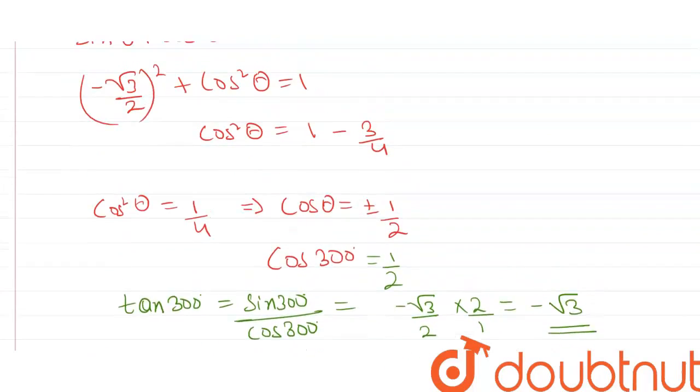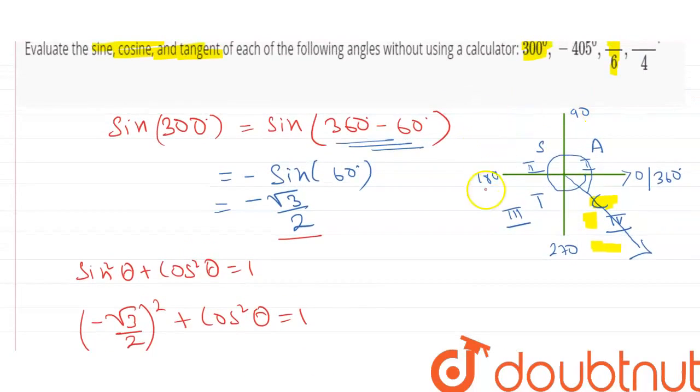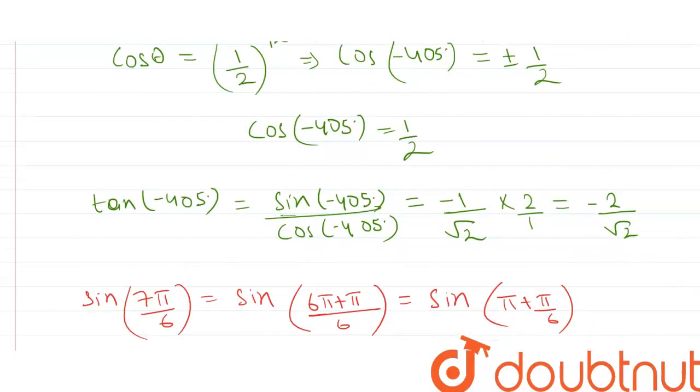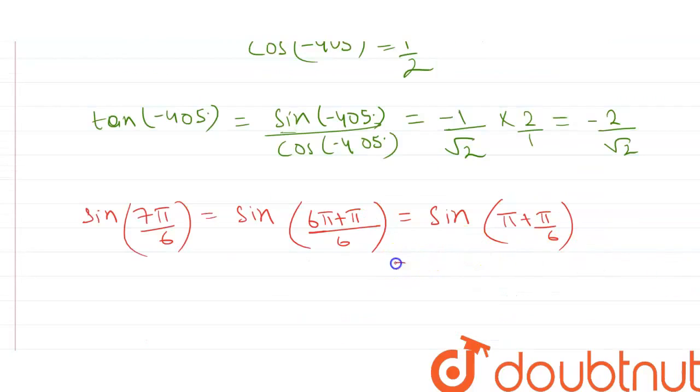And what is the first? Then we have to check the quadrant. Pi plus pi by 6 means it lies in the third quadrant, and the value of sine in the third quadrant is negative. So your minus, and since there is no change, sine pi by 6, and pi by 6 is what? Your sine 30 degree. So the value comes out to your minus 1 by 2. I assume it is clear till now.